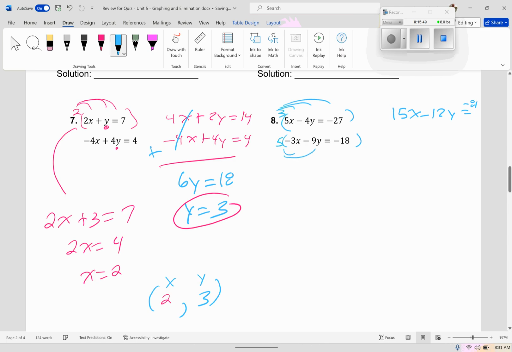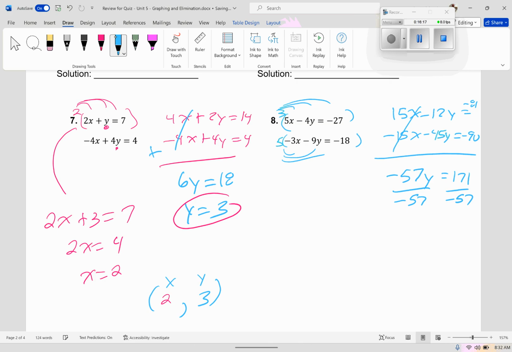And then on the bottom, distribute. So I'm going to get negative 15x minus 45y equals 5 times 18. So that's going to give me negative 90. Add these together, the x's are gone. That's going to give me negative 57y. And then negative 81 added to negative 90 is negative 171. Divide both sides by negative 57. So 171 divided by negative 57 is going to give me negative 3. All right, so we get y equals negative 3.